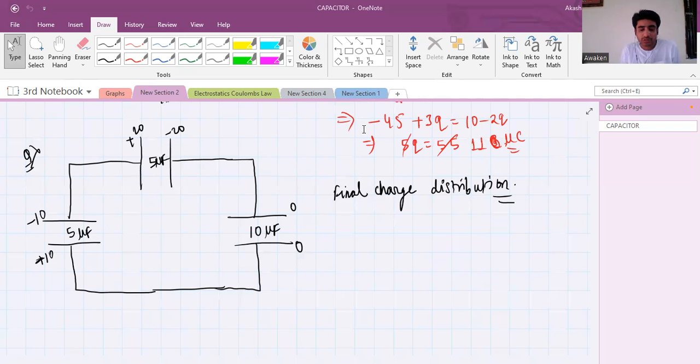But while doing that, ensure that you don't change the polarity of the capacitor. Yeah, I've written the plus and minus correctly. Left plus and right minus. Okay, Q charge you have passed, and you have written the final charge distribution in terms of Q.